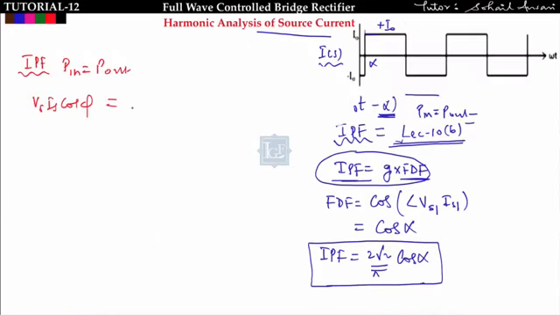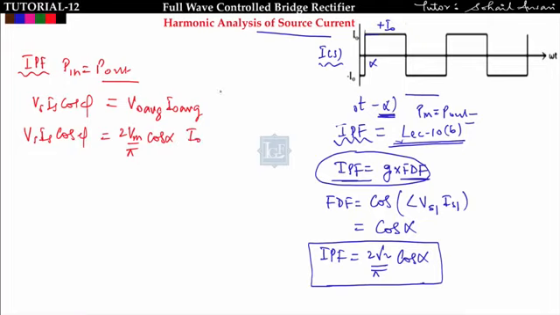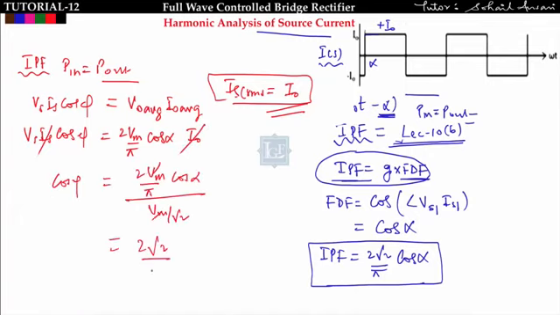So in a current stiff type of load, output power is nothing but V naught average into I naught average. Vs Is cos phi equals V naught average, which is 2 Vm upon pi into cos alpha, times I naught average, which is I naught. I have already derived that the RMS value of source current is equal to the load current in this case. Cancel this, Is is equal to I naught. You will get cos phi equal to 2 root 2 upon pi into cos alpha. You are getting the same as this.